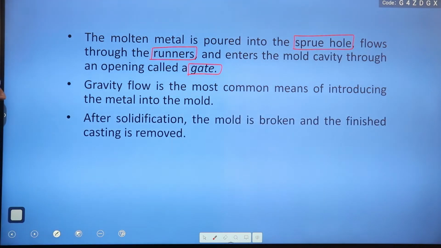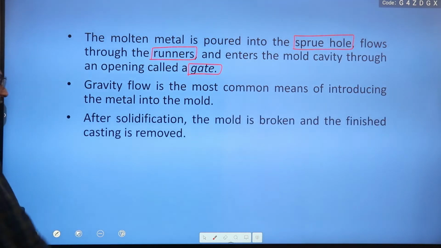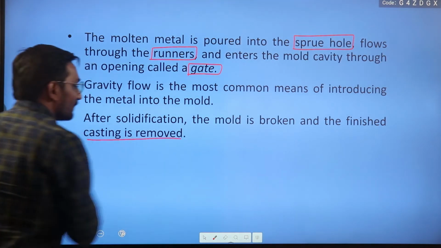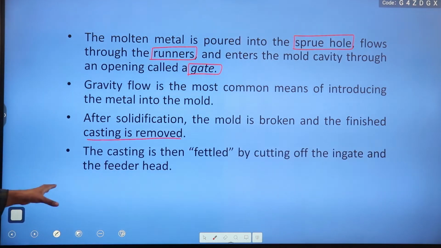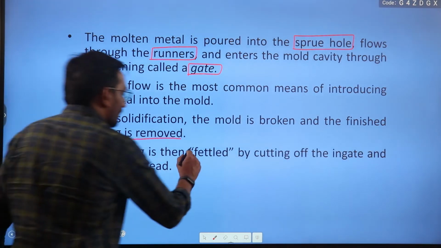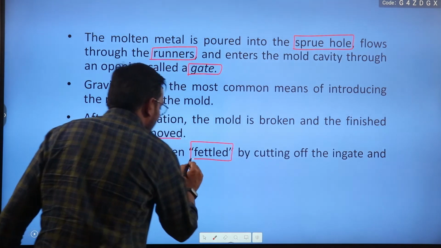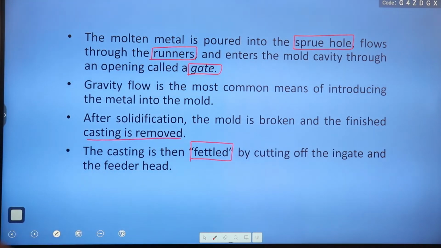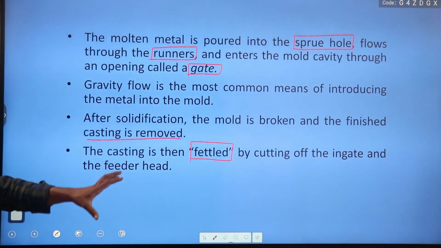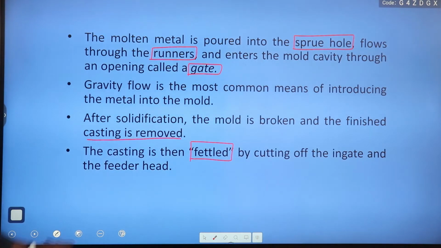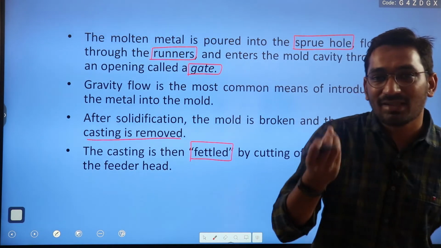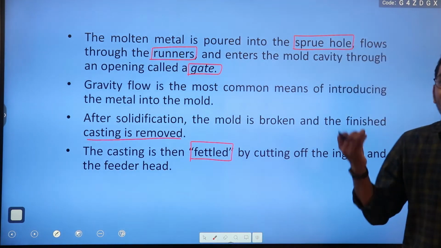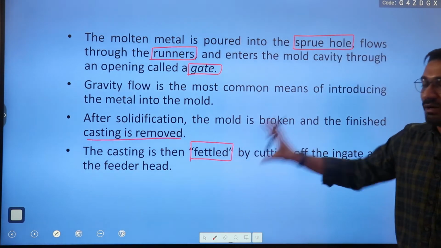After solidification, the mold is broken and the finished casting is removed. The casting is then fettled, by cutting off the ingate and the feeder head. We will see what we mean by fettled. The fettling process means removing the extra material from the cast product.